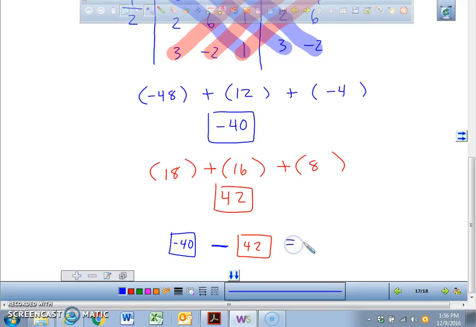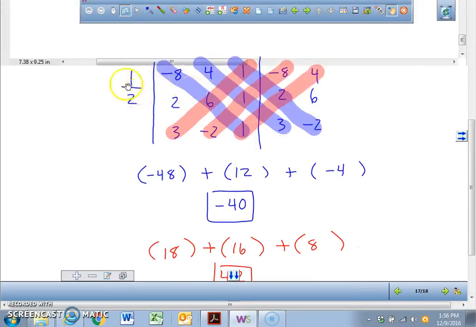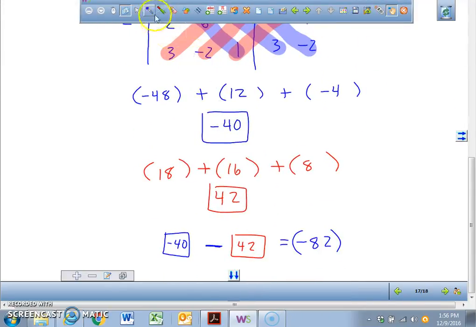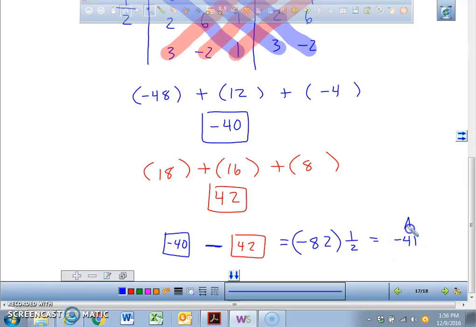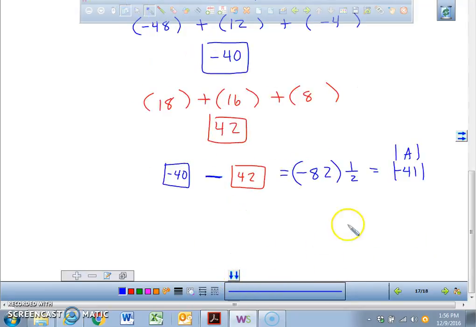Now, this gives me a what? -82. Well, what do I have to do with this? I got to take it and multiply it by the scalar of a half, okay? Alright, so I multiply it by a half, that gets me a -41. But wait, if this is the area right here, we have to take the absolute value of whatever number that is, because you can't have a negative area, right? So we're going to say that's 41 units squared. And that's the area of the triangle.